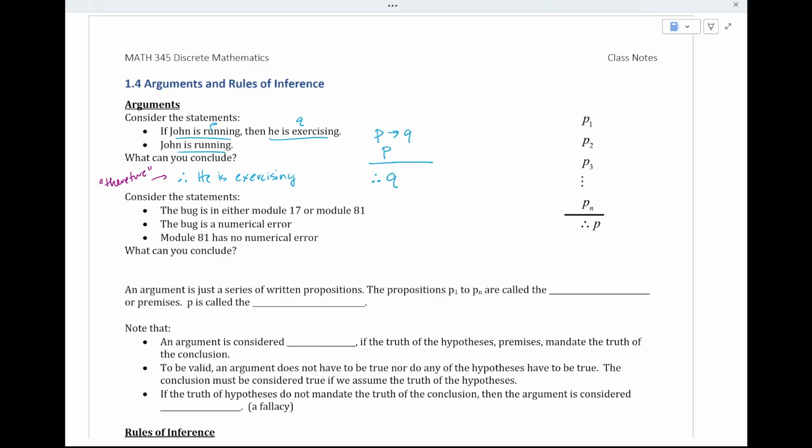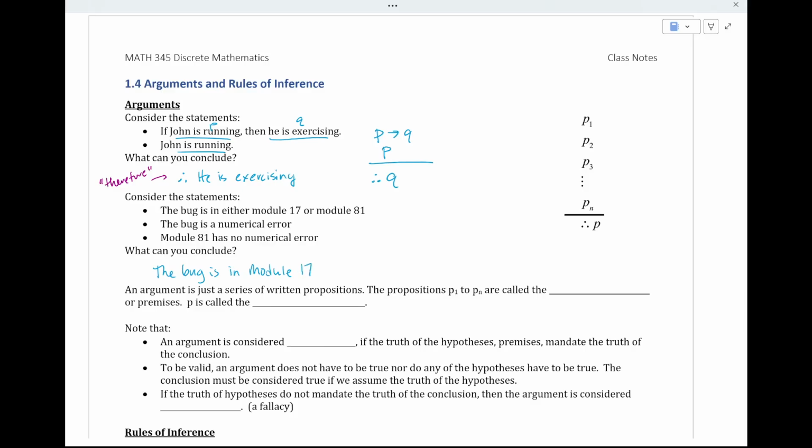Let's look at the next one. The bug is in either Module 17 or Module 81. The bug is a numerical error. Module 81 has no numerical error. So we know there's a bug. We know it's in one of two modules, but we know that one of the modules doesn't have a numerical error, and we know that it's a numerical error. So it must be in the other module. So we can conclude that the bug is in Module 17.